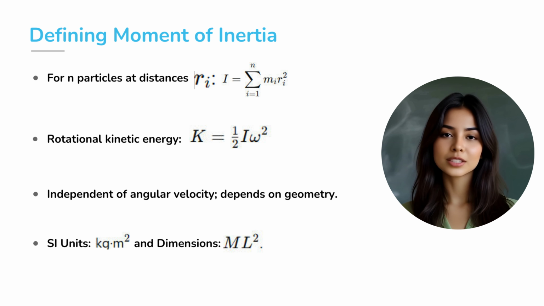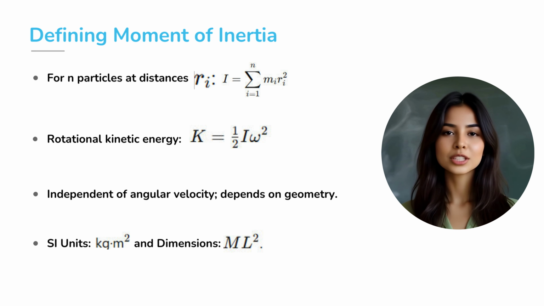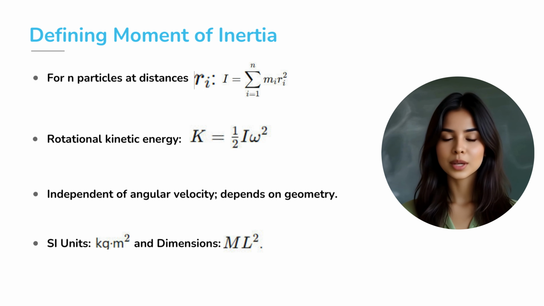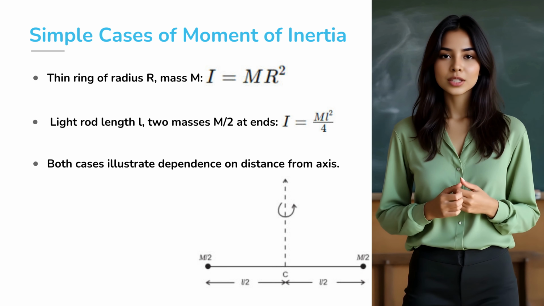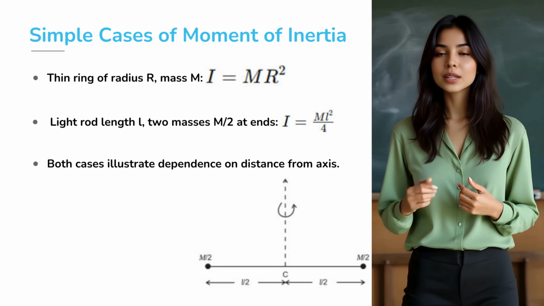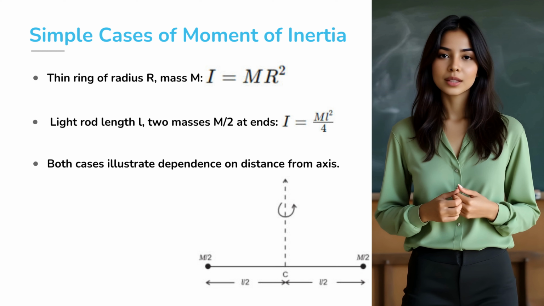The unit of I is kilogram meter squared and its dimension is M L squared. Importantly, I does not depend on angular velocity, it depends only on the distribution of mass and the geometry of the body. Let's check simple cases. For a thin ring of radius r and mass m, all mass is at distance r. So I equals m r squared.